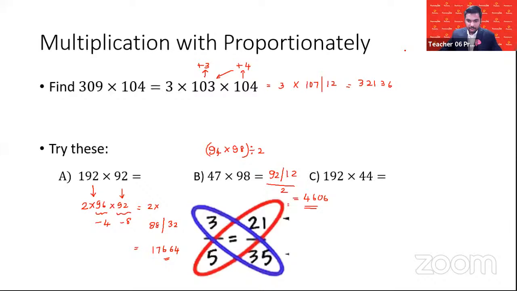So let us do this last one now. 192 times 44. Now here is a trick. You have to apply both these together. In the first case, we split 192 as 2 times 96. In the second case, we had doubled 47 and halved the answer. So in this case, what you can do is transfer the 2 from 192 to 44. So this will be 96 into 88.